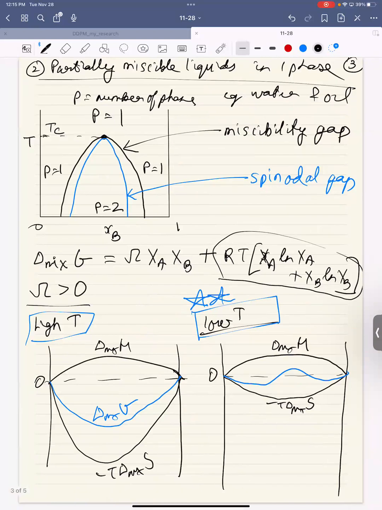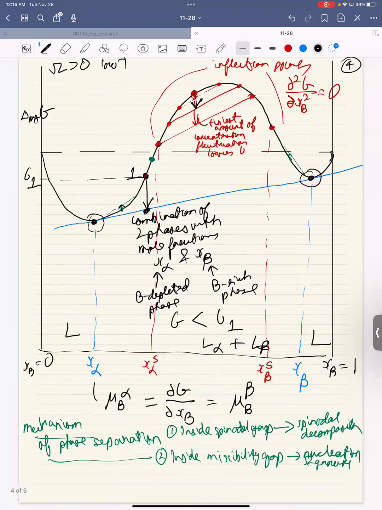If you're between the binodal gap and the spinodal gap, then that system is thermodynamically stable and kinetically unstable to small fluctuations. Thermodynamically stable means in the thermodynamic limit, you won't see a difference. It will just look the same. You will have one big alpha and one big beta. That's it.